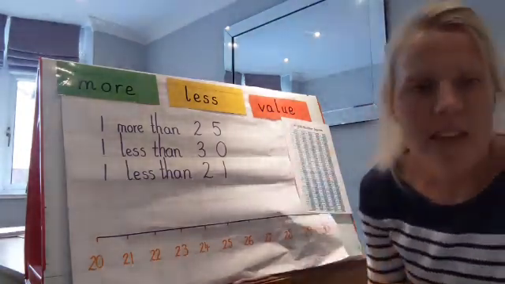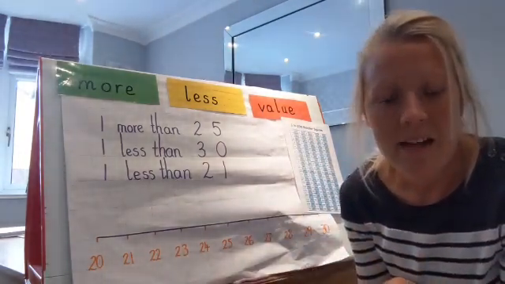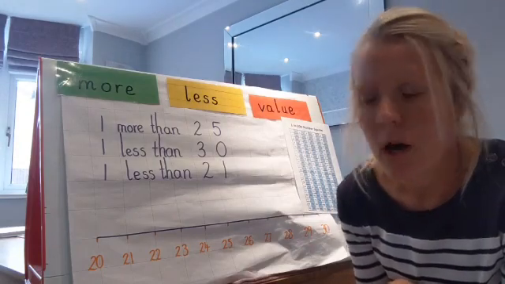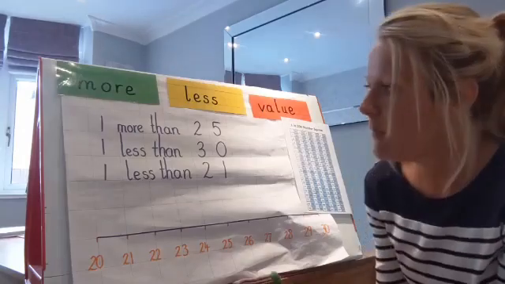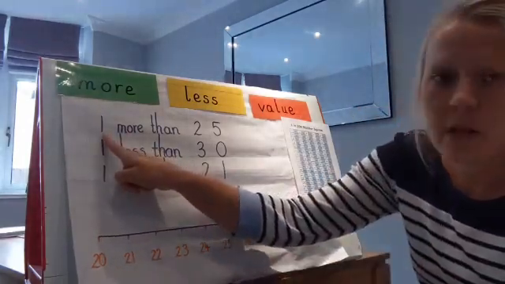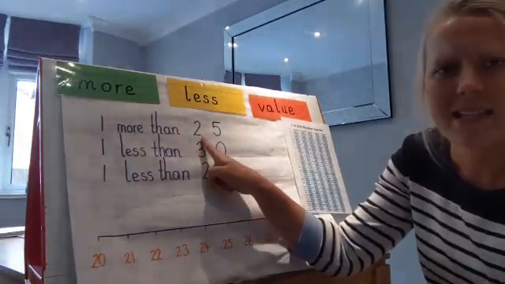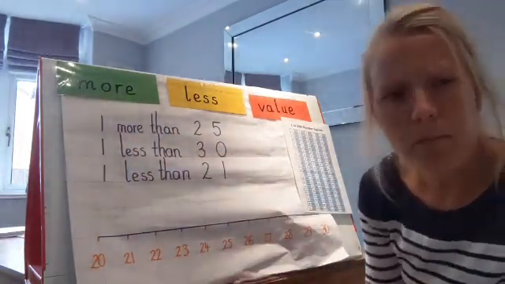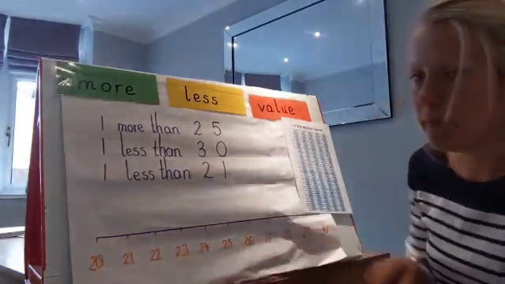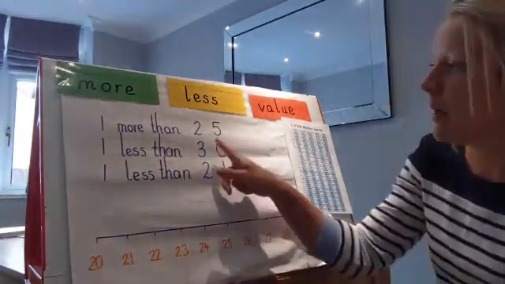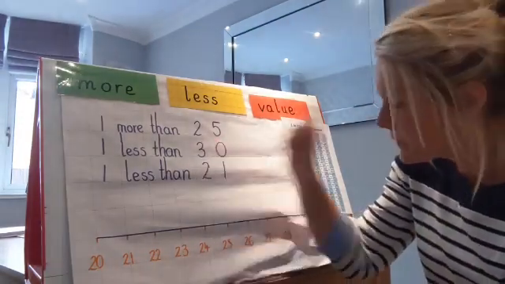And today we're going to be thinking of the value of the number. So what that number is, okay? How much that number is worth. So we're going to do the first few together. Are you ready to help me? So the first one we've got to do is see if we can find one more than 25. One more than 25. So to help me, I'm going to use a number line. So looking at my number line, the first thing I need to do is identify number 25.